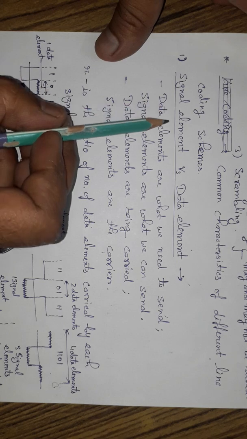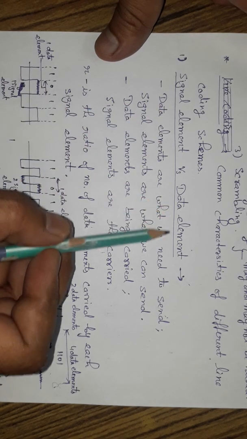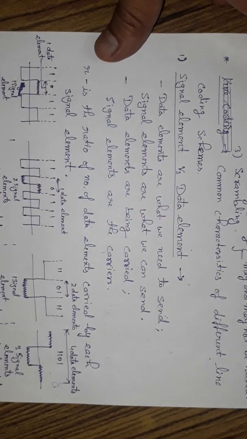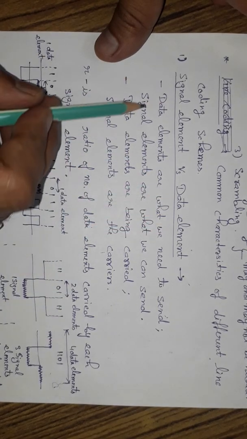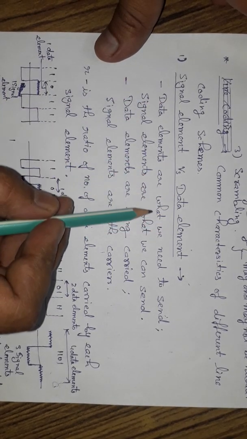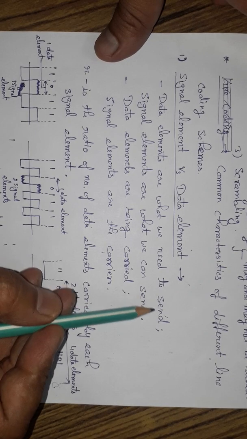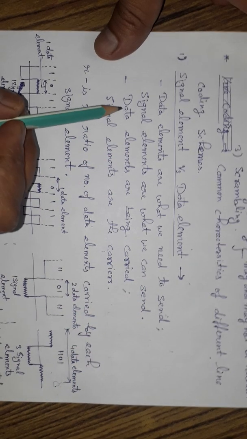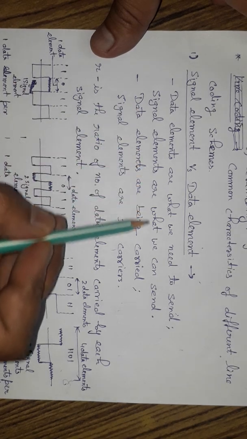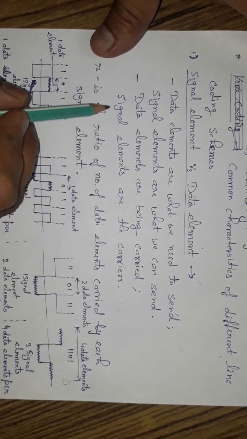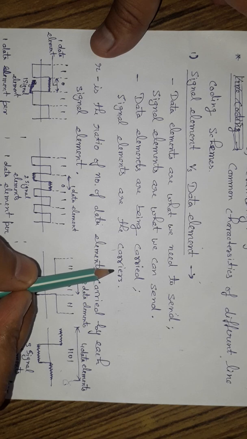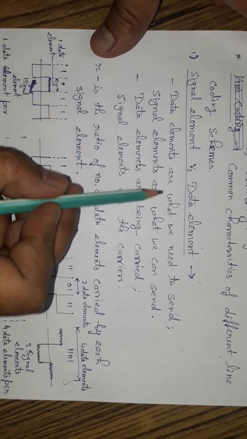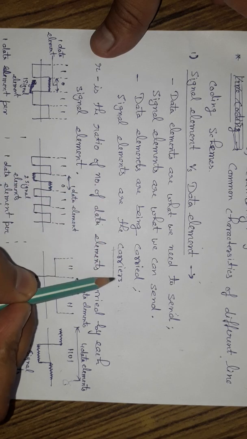So what are those common characteristics? First one is the difference between signal element and data element. We have already studied that data elements are what we need to send, that is our message signal that we have to send. And signal elements are what we can send, meaning signal elements are the carriers. Data elements are what we need to send, and signal elements are the carriers.